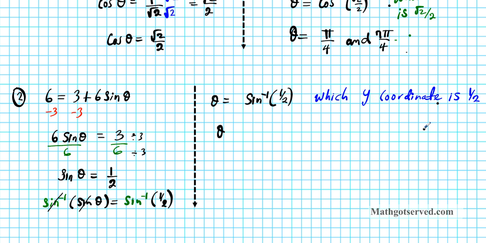So our values for theta, that are the solutions of this equation, are pi over 6 and 5 pi over 6. All right, we can put them in squiggly brackets because this is a collection of elements of a set, our solution set. Okay, so that's that.